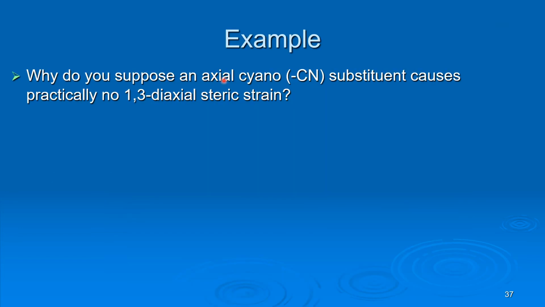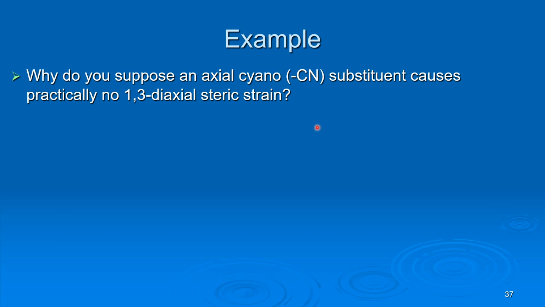So why do you suppose a cyano group causes practically no 1,3 diaxial steric strain? Actually, if you look on the previous slide, I think each CN-H interaction is only 0.4 kilojoules. So overall, it's only a difference of about 0.8 between the two hydrogens. So that's pretty low compared to 7.6. So 0.8 versus 7.6. A methyl group will really make a difference, but a cyano group doesn't.